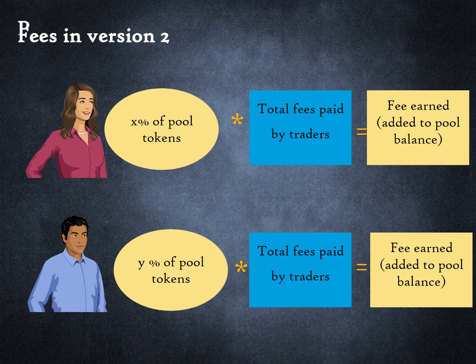In version 2 of Uniswap, Alice and Bob were entitled to a share of the fees earned by the liquidity pool. This share was the percentage of pool tokens they had at any point of time. The fees were added to their token balances, which in turn increased the quantum of pool tokens they had. This had the same effect as compound interest.